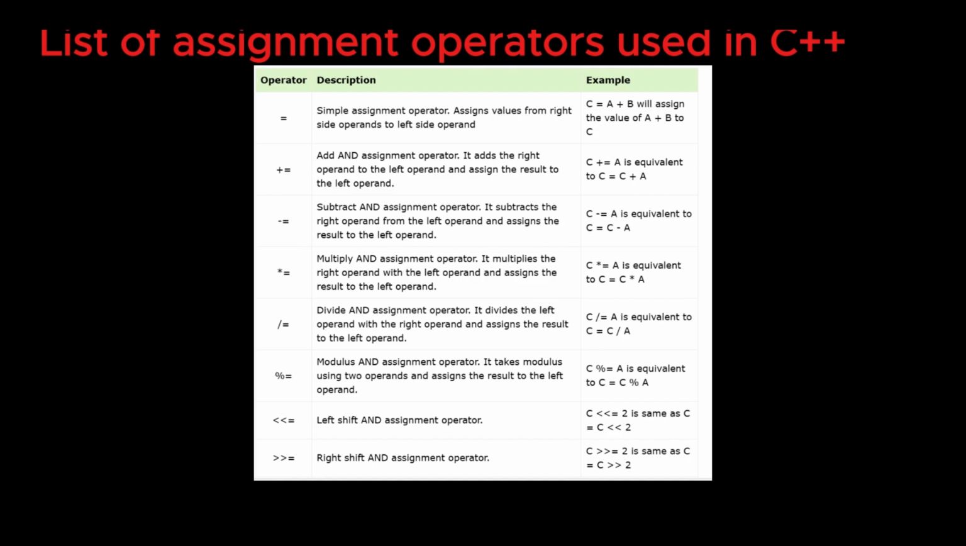So let's start with the simple assignment operator. It assigns the value from the right side operand to the left operand. You see in the example, c equals a plus b. We assign the value of a plus b to c. Second operator is the add and assignment operator. It adds the right operand to the left operand and assigns the result to the left operand. You see in the example, c plus equal a is equivalent to c equals c plus a. This c plus equal a means that c is equal to c plus a.